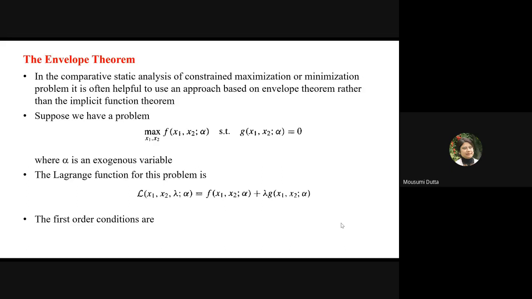The required Lagrangian expression is L of x1, x2, comma lambda. When we write the Lagrangian expression, a new thing comes in, that is the Lagrange multiplier. So L becomes a function of x1, x2, lambda. The alpha will be there as the exogenous variable, or you can treat it as a constant, a parameter. L is a combination of the objective function and the constraint. So L is basically f of x1, x2, alpha plus lambda g of x1, x2, alpha.